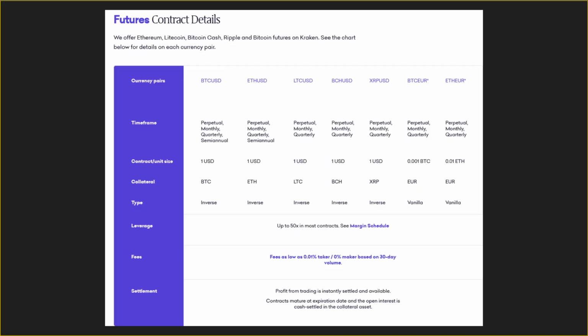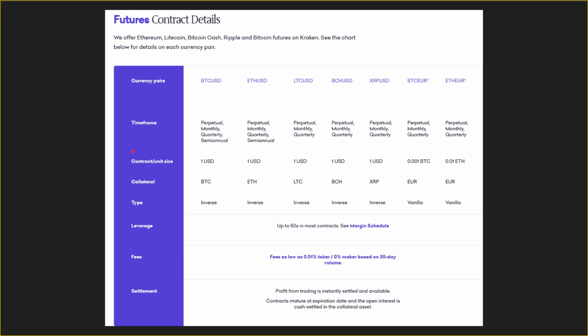Here's an example. This is from Kraken. This is their futures contract details. They offer Ethereum, Litecoin, Bitcoin Cash, Ripple, and Bitcoin futures on Kraken. And here are their various currency pairs, various time frames with perpetual, monthly, quarterly, and semi-annually. So every maybe 6 months, every 3 months, maybe every 1 month.